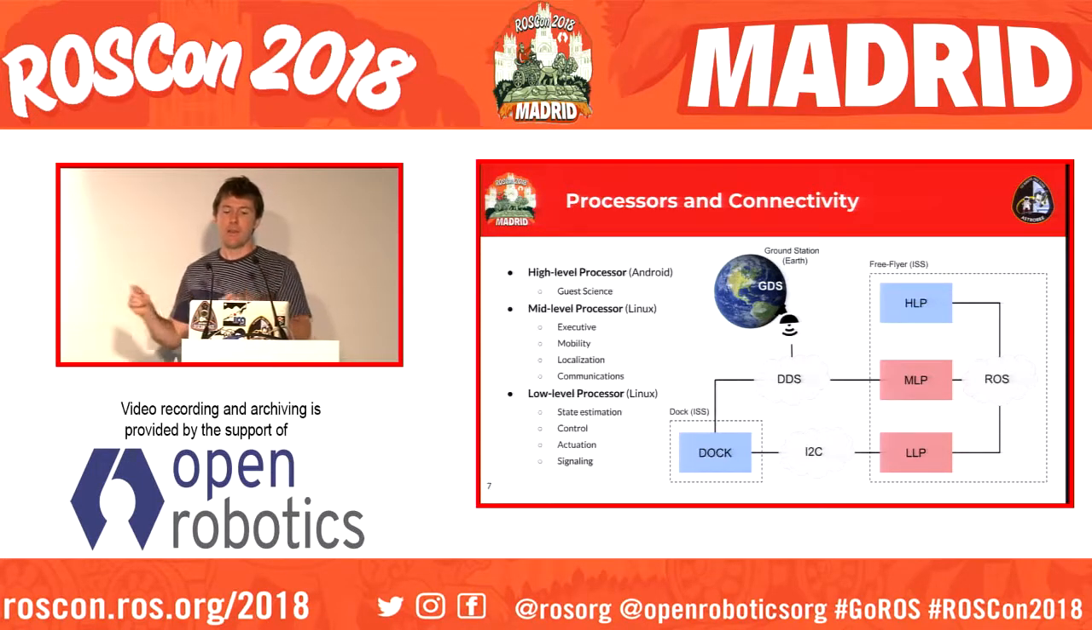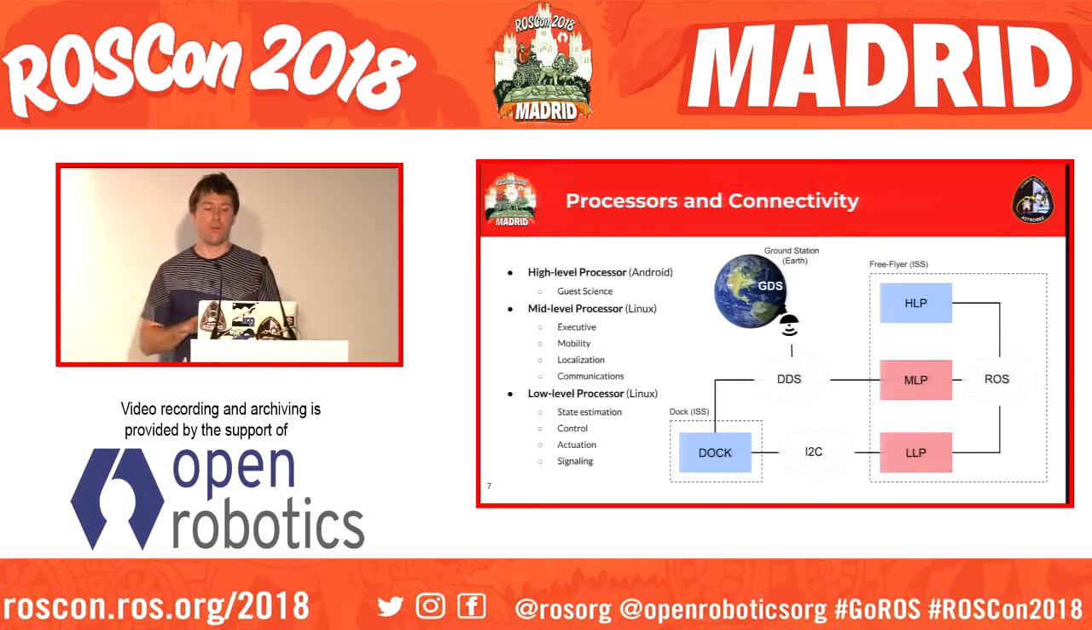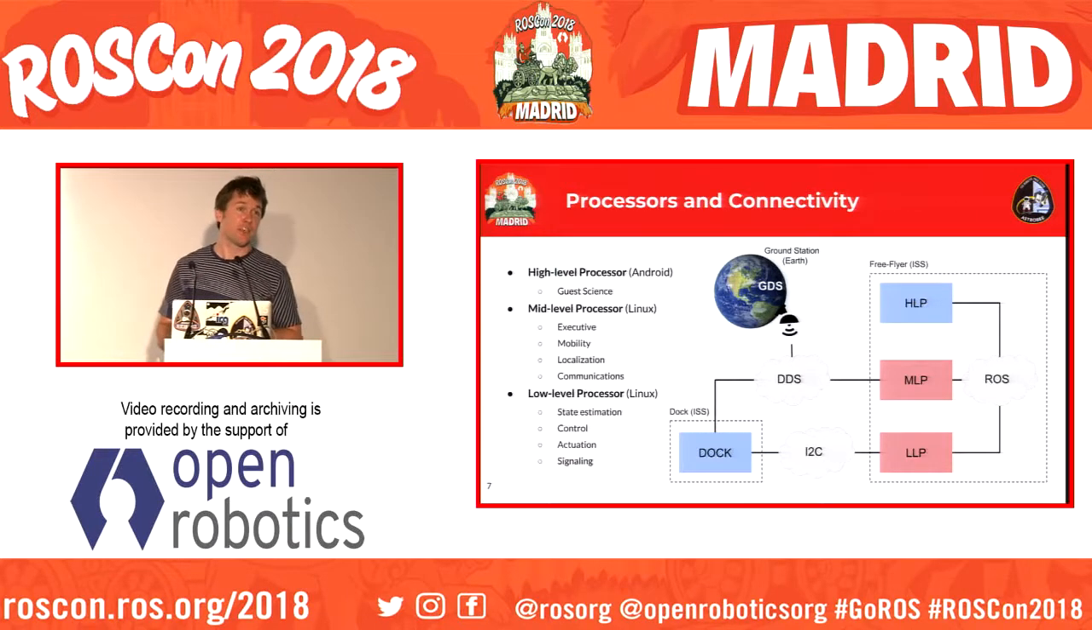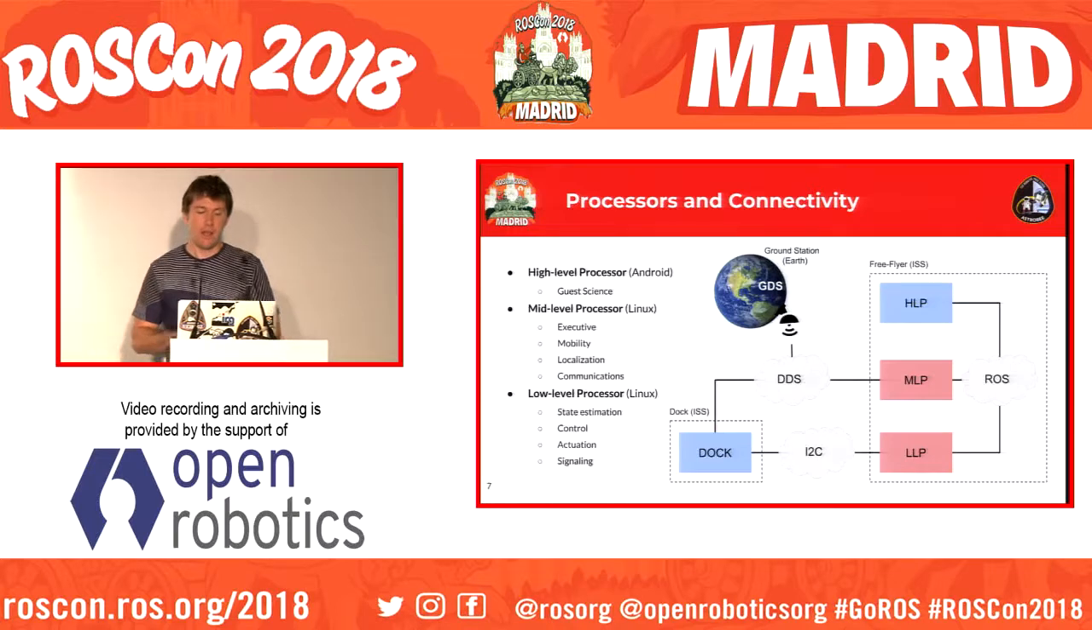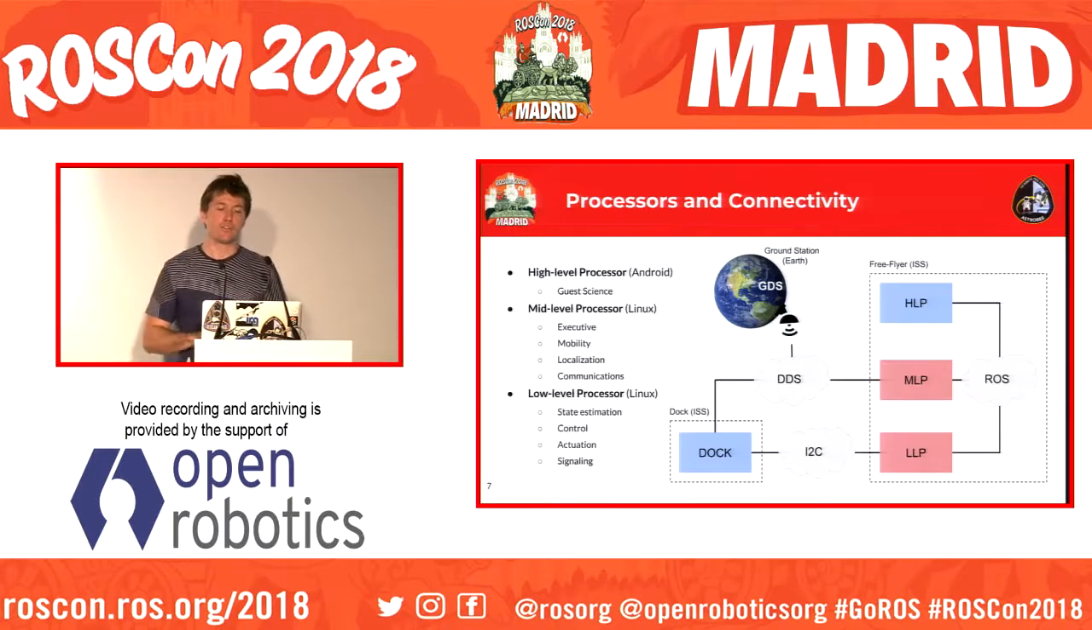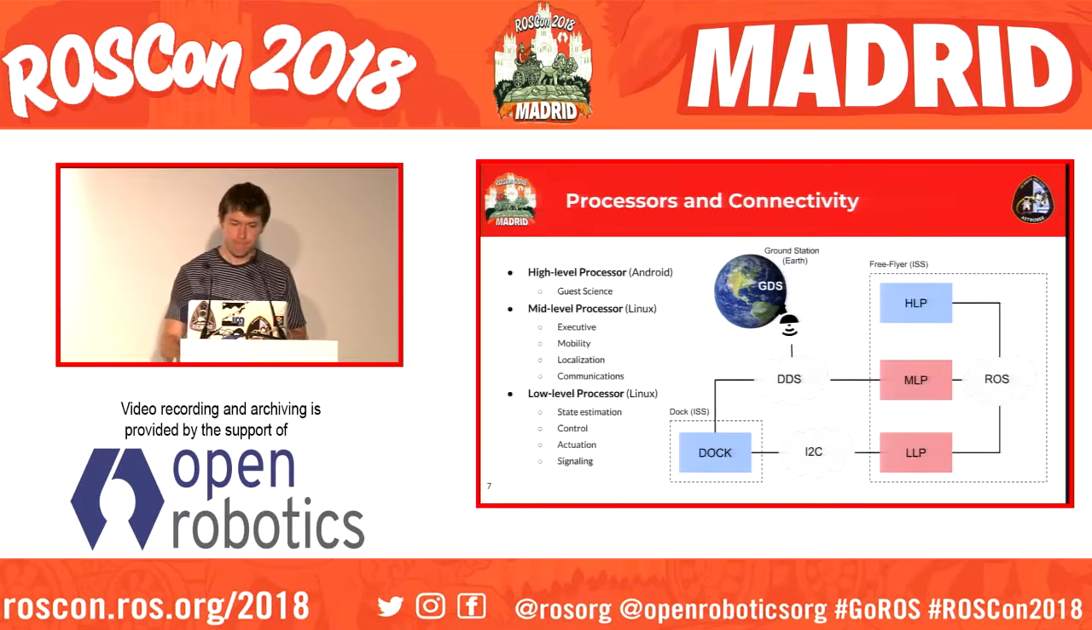The dock and the MLP both have Ethernet and wireless connections, respectively, and we use DDS as our middleware. We've been doing that for a long time at NASA, because we need delay tolerance and more control over our bandwidth usage. And that gets relayed over the KU band down to Earth, where mission ops can actually control the robot.